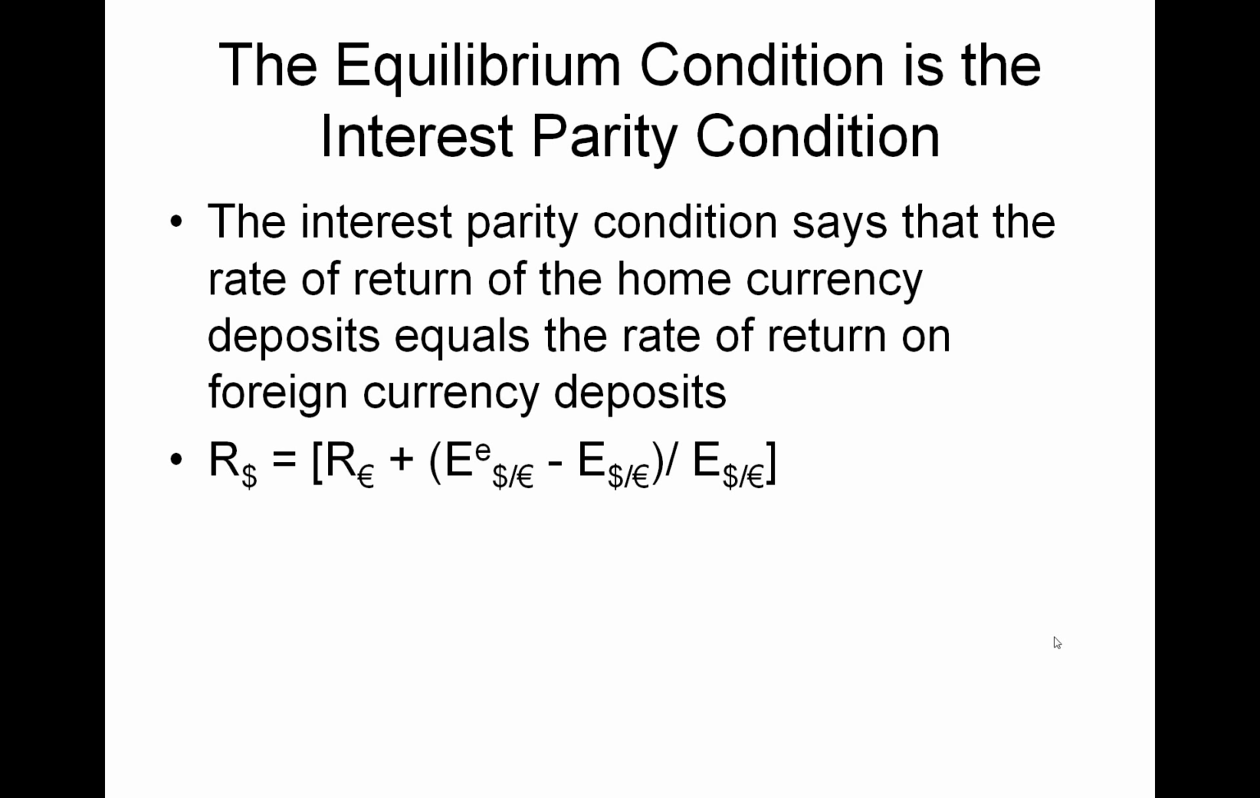The equilibrium condition is actually called the interest parity condition. The interest parity condition says that the rate of return of the home currency deposits equals the rate of return, or the expected rate of return, on the foreign currency deposits. And symbolically, it's written as I have below.